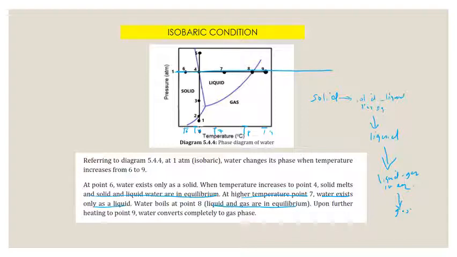So when temperature increases to point 4, solid melts and solid and liquid water are in equilibrium. It means mula-mula dia phase is solid, and then after that jadi solid liquid in equilibrium, and then after that dia akan cross ke region liquid sahaja, and then dia akan cross pula kepada boiling curve di mana liquid and gas in equilibrium. After that dia akan cross region di mana water tu convert completely kepada gas. Alright, so itu adalah phase changes pada isobaric condition.